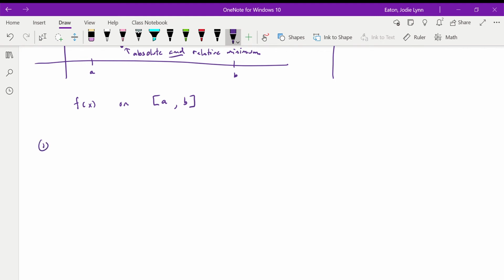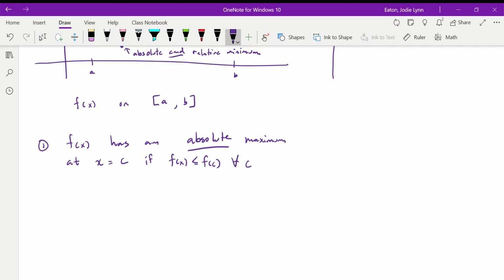Okay, so f of x has an absolute maximum at x equals c if f of x is less than or equal to f of c for all x in the domain of f. That is our absolute maximum.